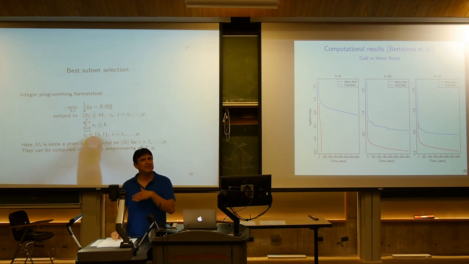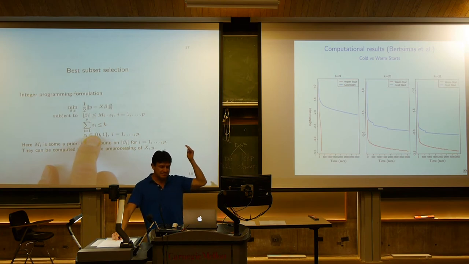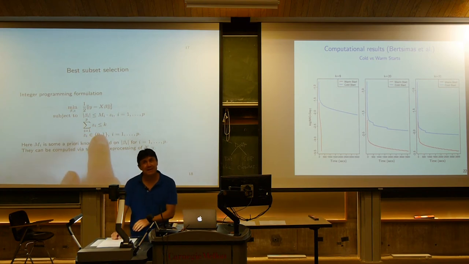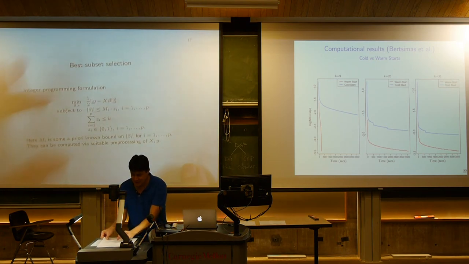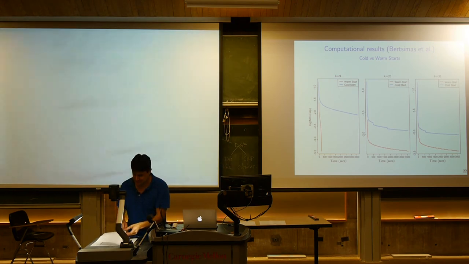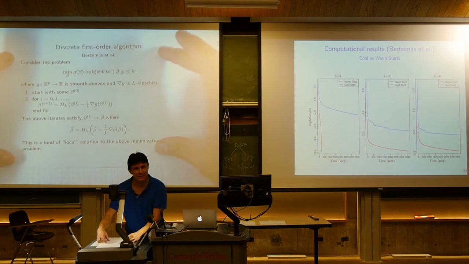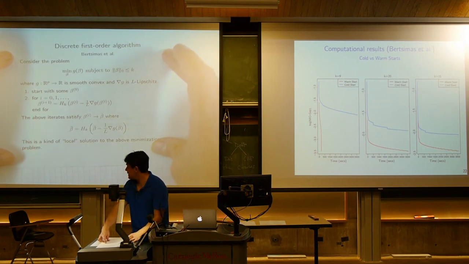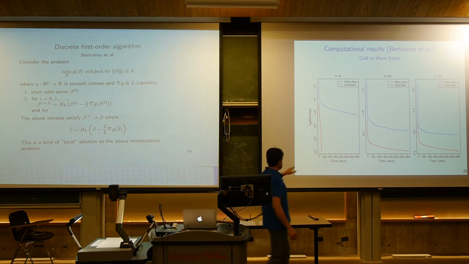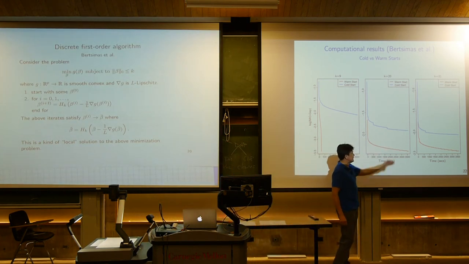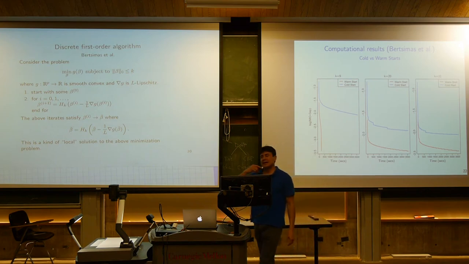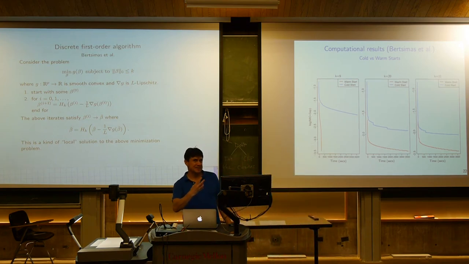If we do that and just feed that to a state-of-the-art mixed integer programming solver, the blue line illustrates the behavior of the gap. If instead we complement this with a warm start, where the warm start is given by the result of this algorithm, then what happens is what you see in the red line. So the warm start can really make a substantial difference when you're solving a mixed integer program.